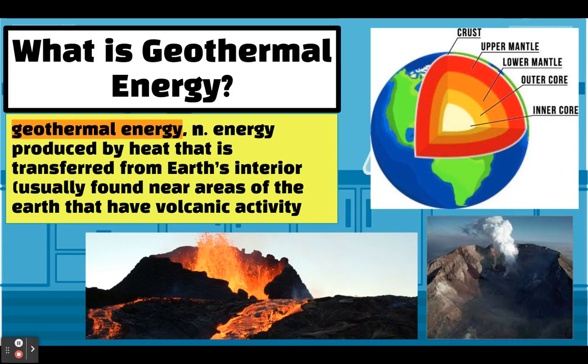So, in summary, geothermal energy is that energy produced by the heat that is transferred out from the Earth's interior, from the insides of that Earth where that bubbling mantle is. So we can tap into that heat, and most places that use geothermal energy are found near areas where there is volcanic activity.